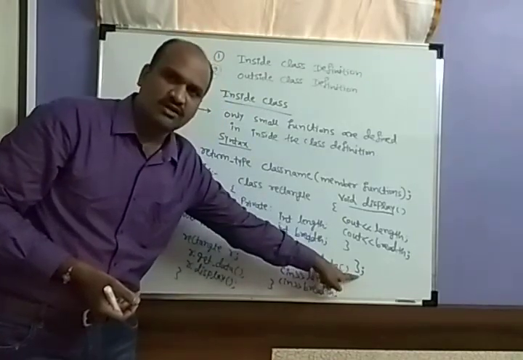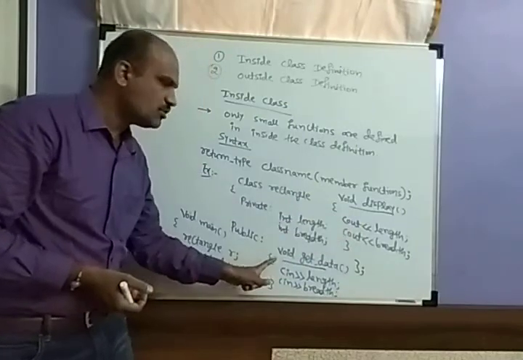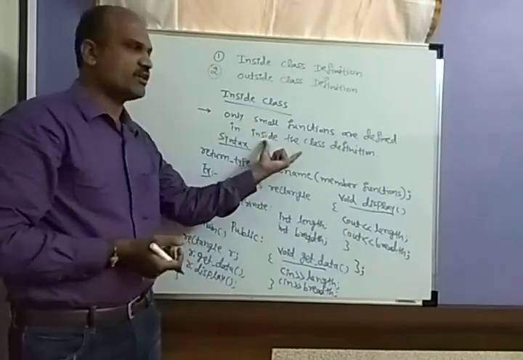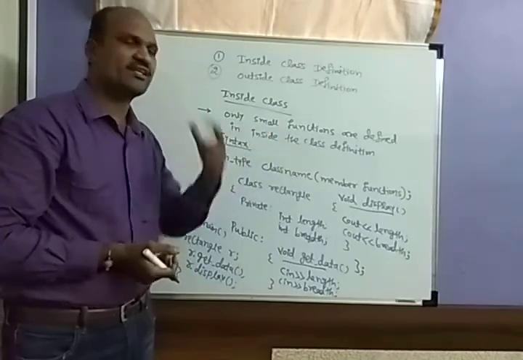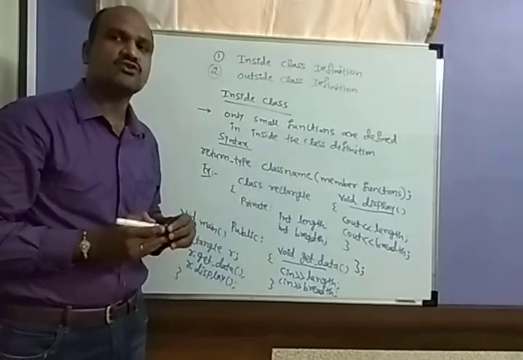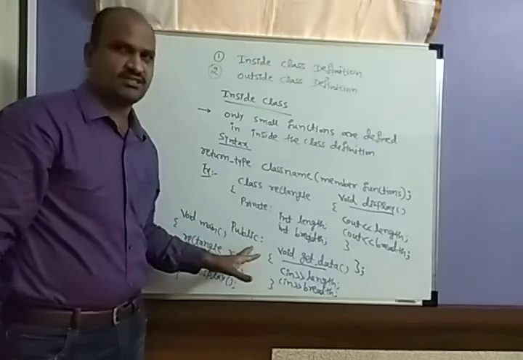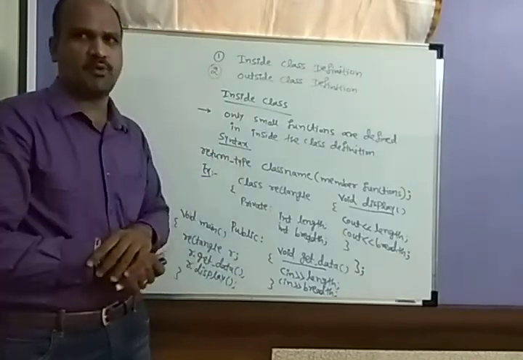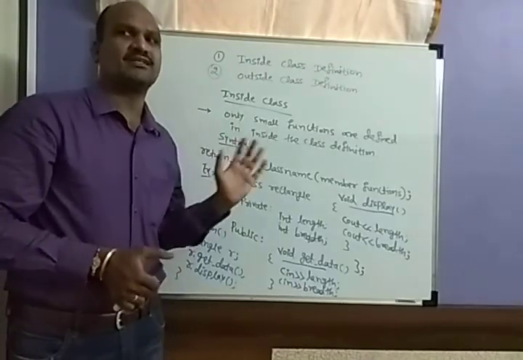In this class we defined two functions. So that's why for small functions we can use the inside of the class definition, and you should write in the public section only. Okay, so this is very important for writing the program.